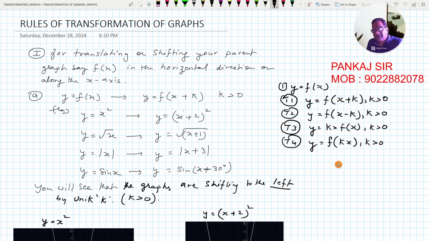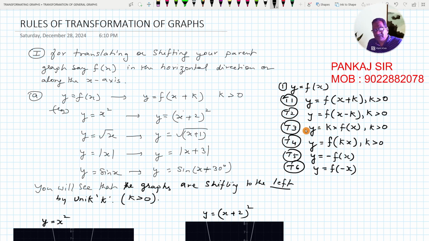And there are two more transformations. Transformation 5 is reflection, that is y is equal to minus f of x. And the sixth transformation is y is equal to f of minus x.